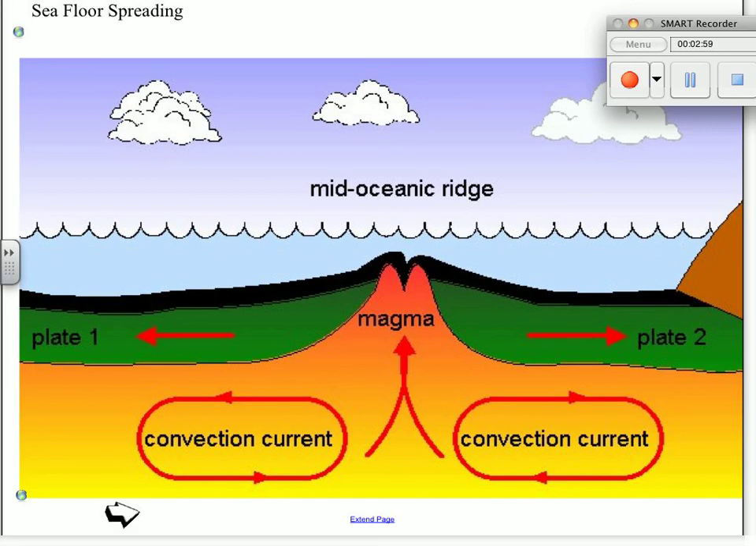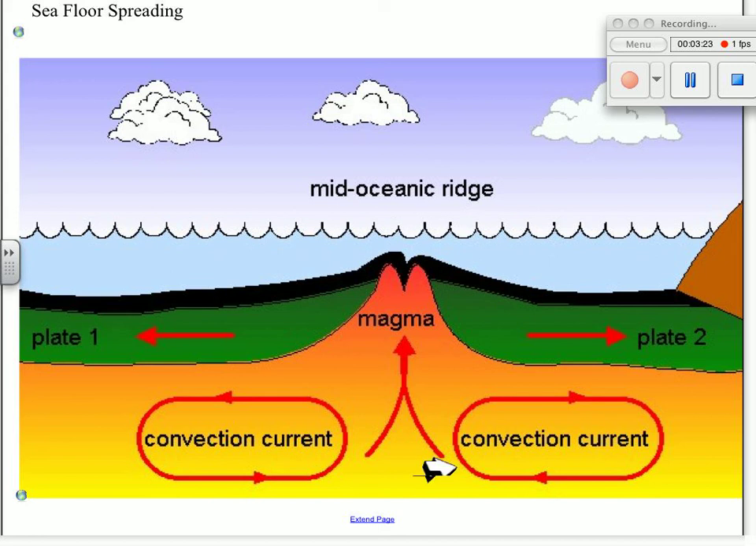The next page, and if you're not done, I'll go back in just a minute. But this is a picture of a mid-ocean ridge, and there's the rift valley in the center. And you can see that magma is coming up from the mantle, and then it erupts out of the rift valley on the mid-ocean ridge, and then this side spreads that direction, and then this side spreads that direction.